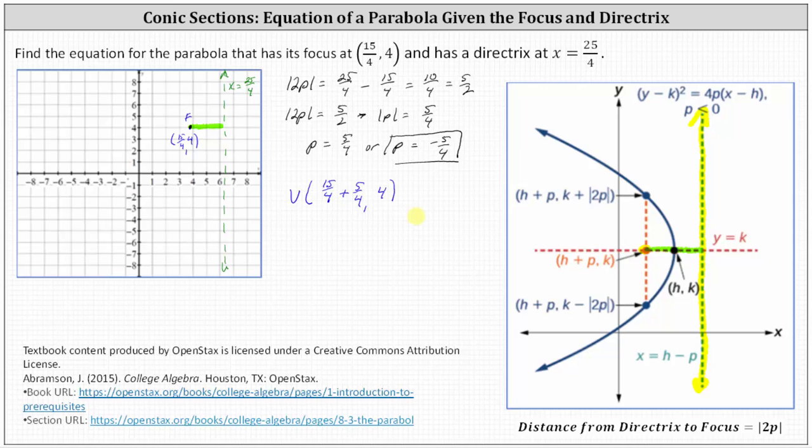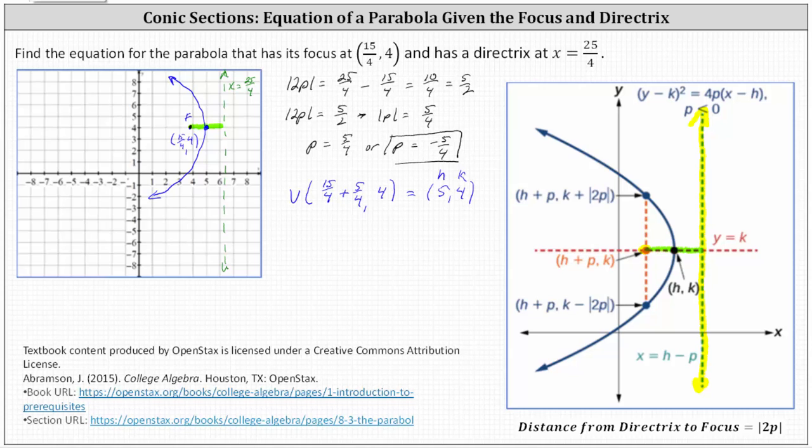Simplifying, notice the x-coordinate of the vertex is 20/4. 20 divided by 4 is equal to 5. The vertex is the point (5, 4). This indicates that h equals 5 and k equals 4. If we plot this on the coordinate plane, notice (5, 4) is this point here. Notice how it is right in the middle between the focus and the directrix. And again, because we know the parabola opens to the left, it would look something like this. Not the best sketch, but hopefully you get the idea.